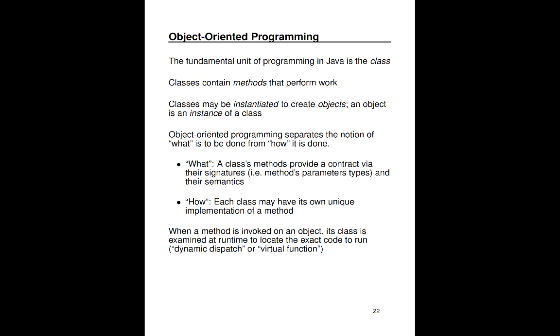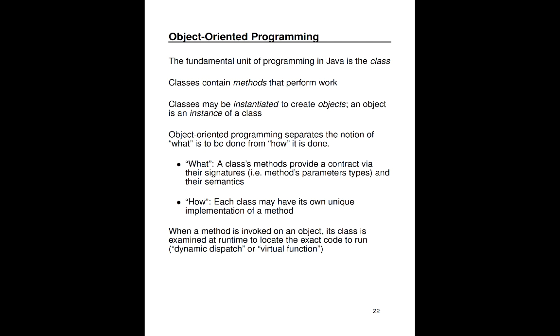Representing data in programs is nothing new, but what object-oriented programming provides is a separation between the notion of what work is to be done from how that work is done. So the what part of an object is the methods that a class provides, which really gives a contract that can be used by another piece of code. Another piece of code will invoke a method according to its signature. The signature of a method is the name of the method plus its parameters and its return type. And of course, all of these parameter types have their own semantics, their own meaning of here's what an int is, here's what a string is. So the contract describes what the method does. And the implementation of that method, the how of that method, may be unique to each class that implements that method.